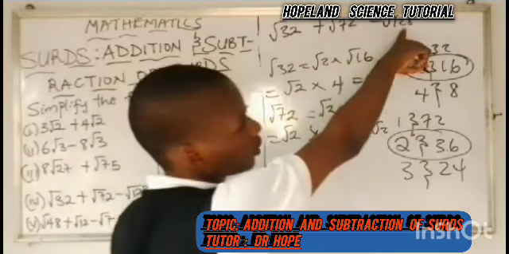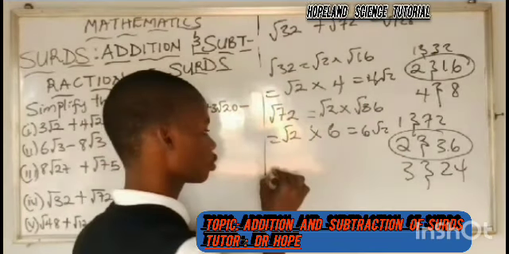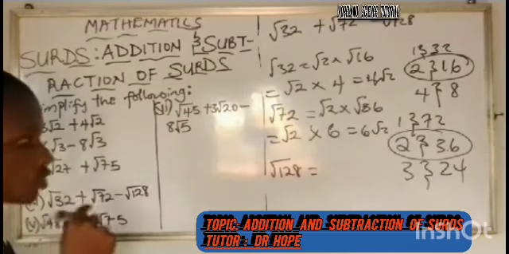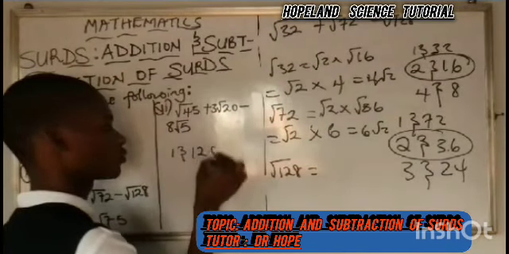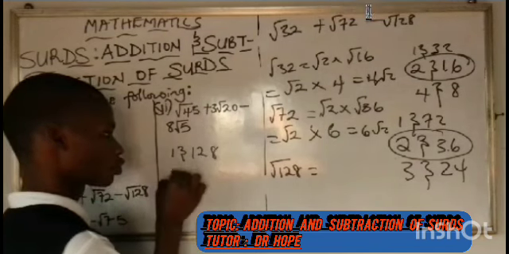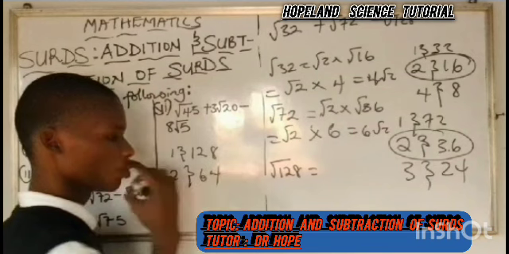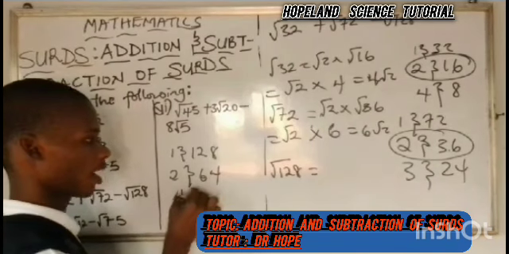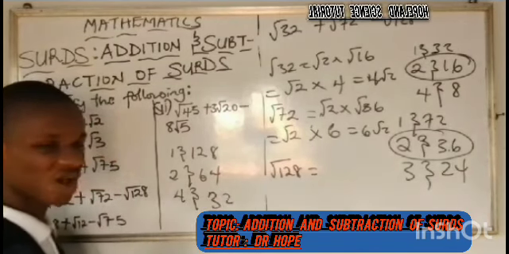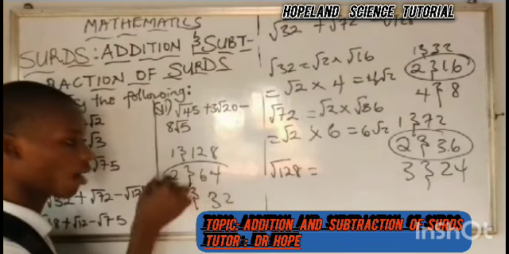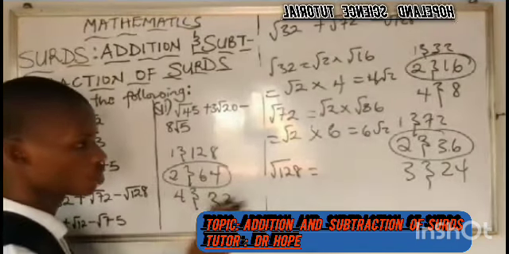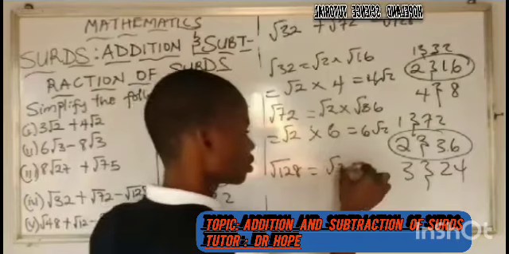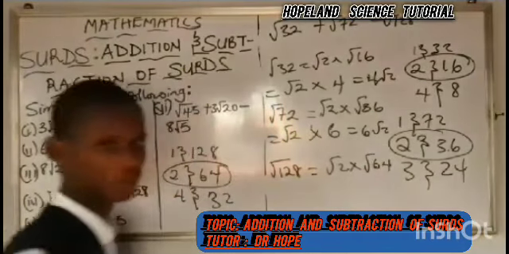So now let's make root 128 a basic surd. What are the factors of 128? We have 1 and 128. We should be having 2 and 64. We should also be having 4 and 32, and so on and so forth. So we just stop here because we have already gotten a perfect square, right? So we expand root 128 to have root 2 times what? Root 64. Are we together?